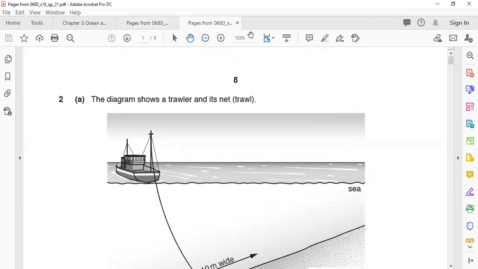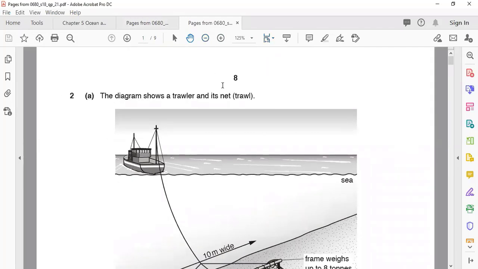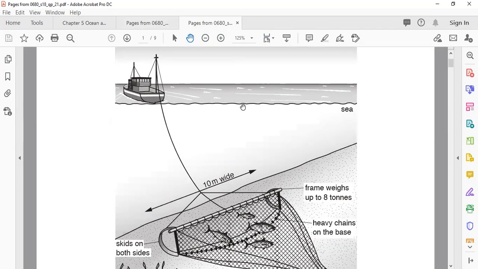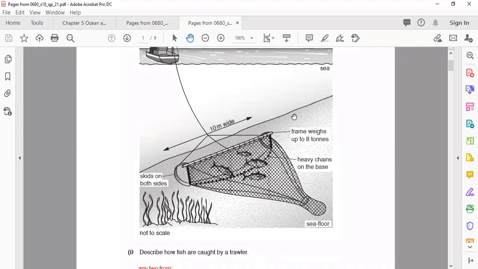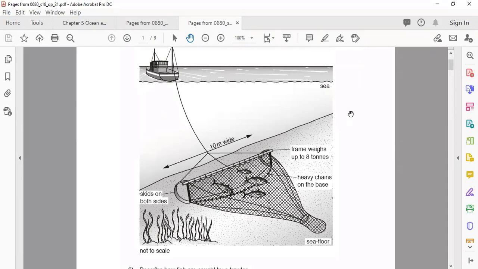Okay, now who is the next one? Mesam, you are with us? Yes. Okay, Mesam. Now, they are saying that the diagram shows the trawler and its net. Which net? Trawl net. Can you see the diagram? Yes. Okay. How does it work? What happens when you throw a trawl net in the sea? Well, it catches the fishes. Okay. How does it catch the fishes?